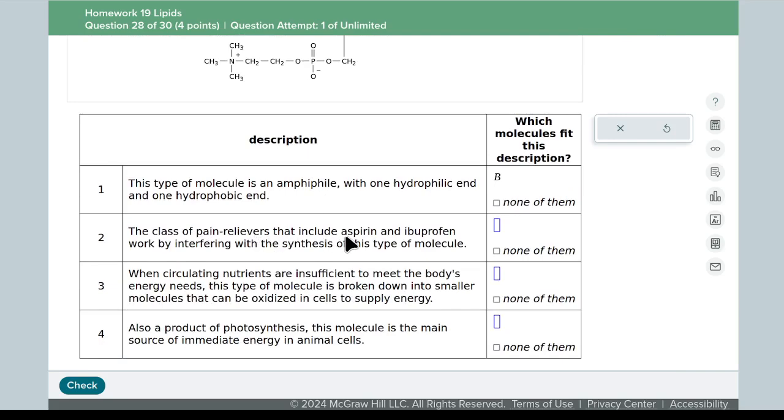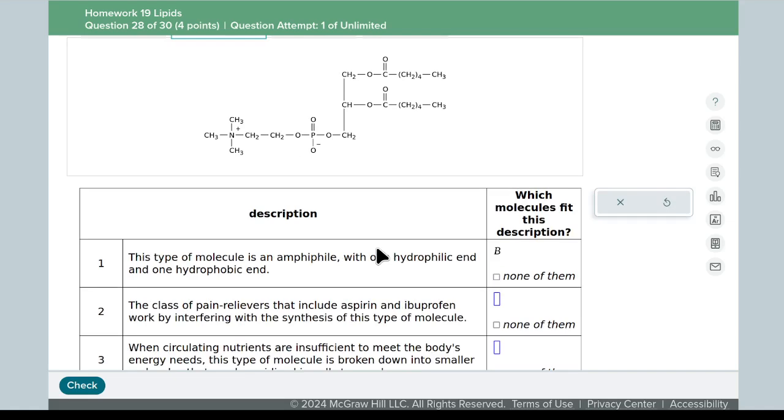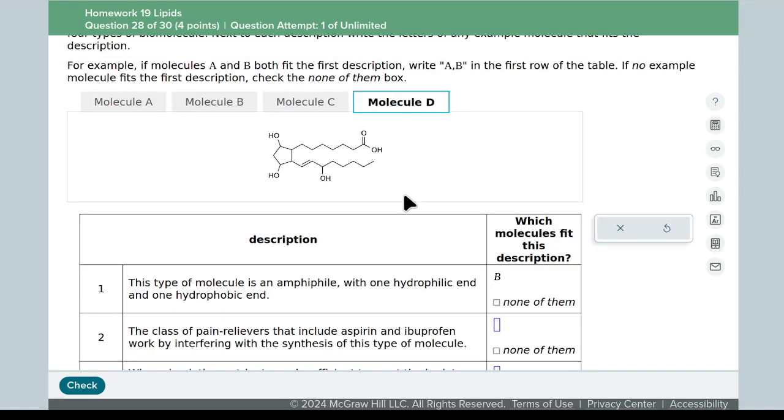The class of pain relievers that include aspirin and ibuprofen work by interfering with the synthesis of this type of molecule. That's our prostaglandin. That's D.